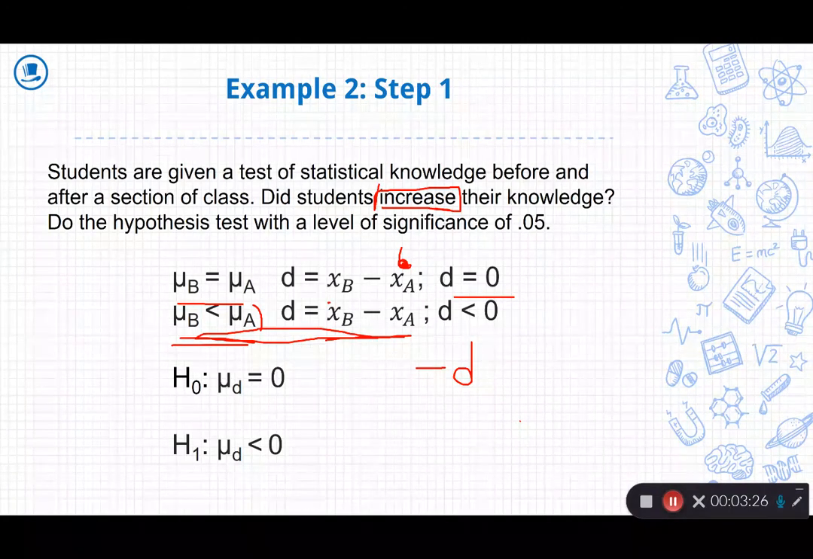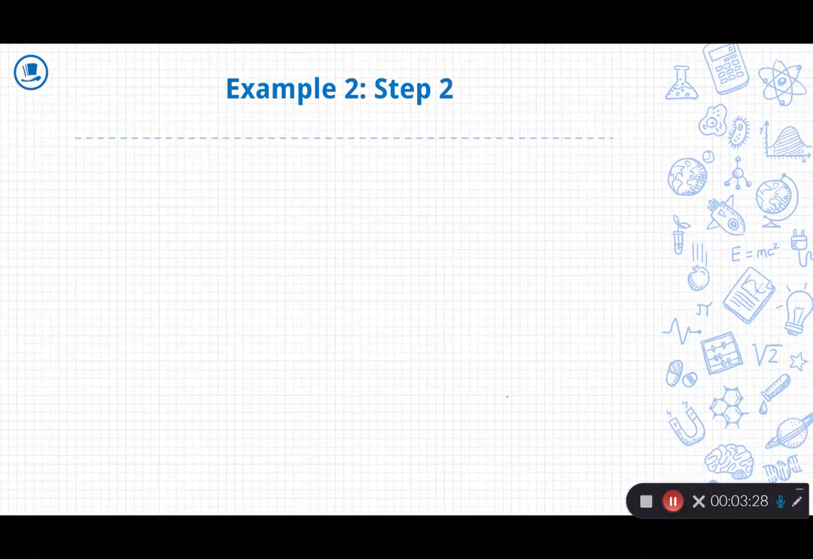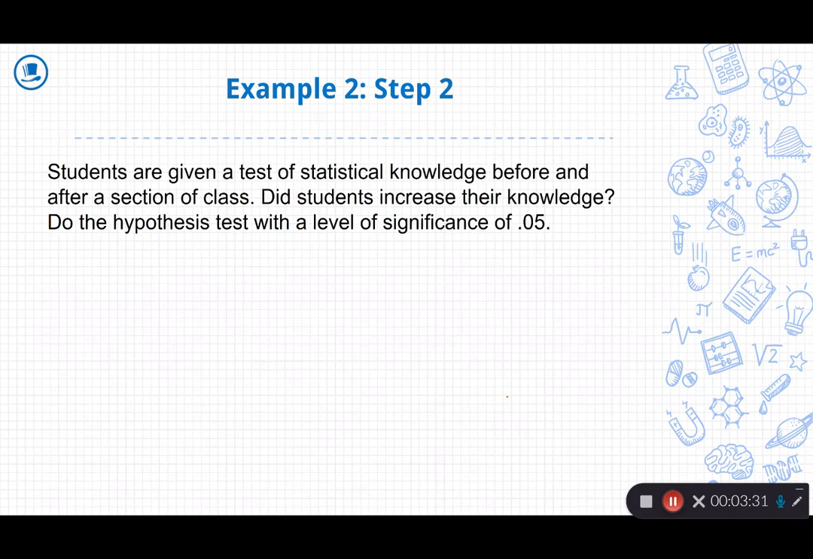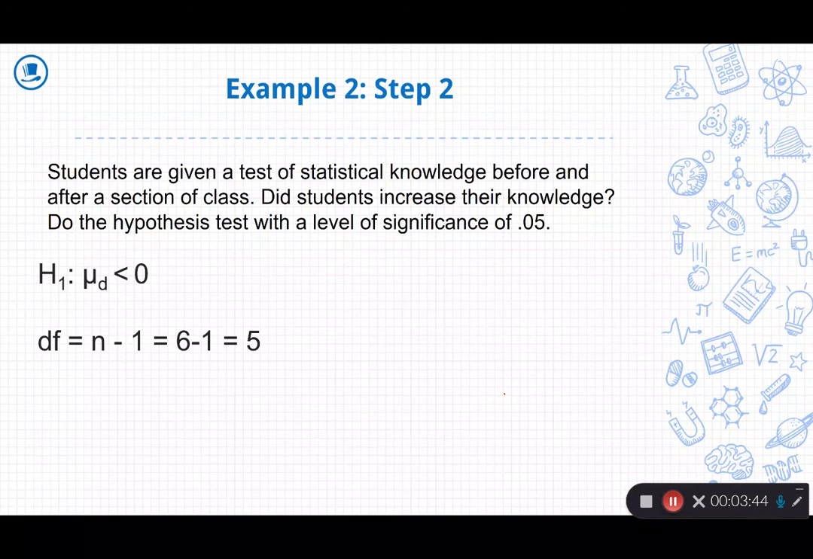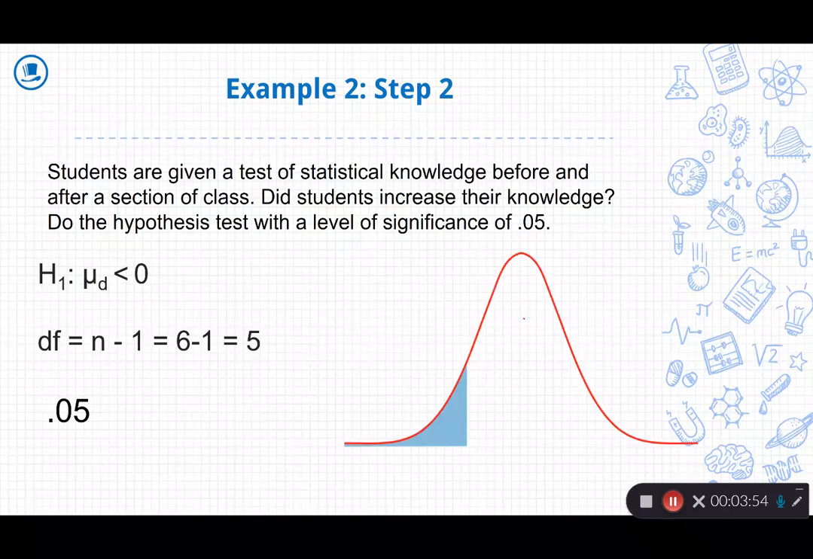The second step of any hypothesis test is the rejection region. So for this problem, what do we need to know? Well, it's a t-test. So we need to know the sign from the alternative, which is a less than. So I know this is going to be a left-tailed test. Degrees of freedom for dependent samples is n minus 1. Here there's 6 participants. 6 minus 1 is 5. And the level of significance is 0.05. So the rejection region is going to look like this, a left-tailed test, and the critical value is negative 2.015.